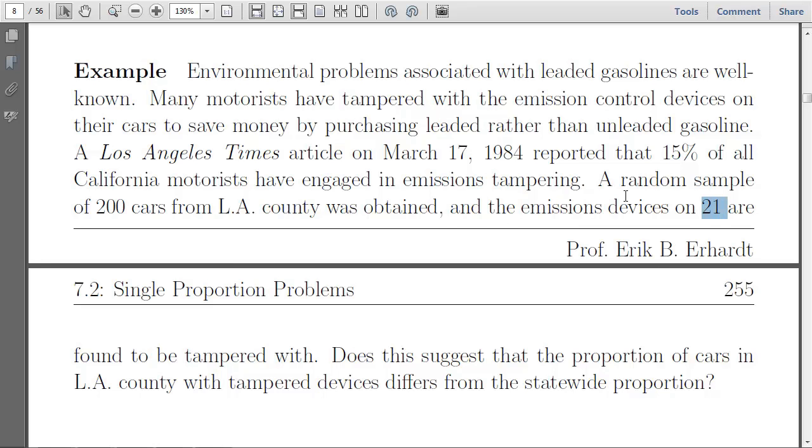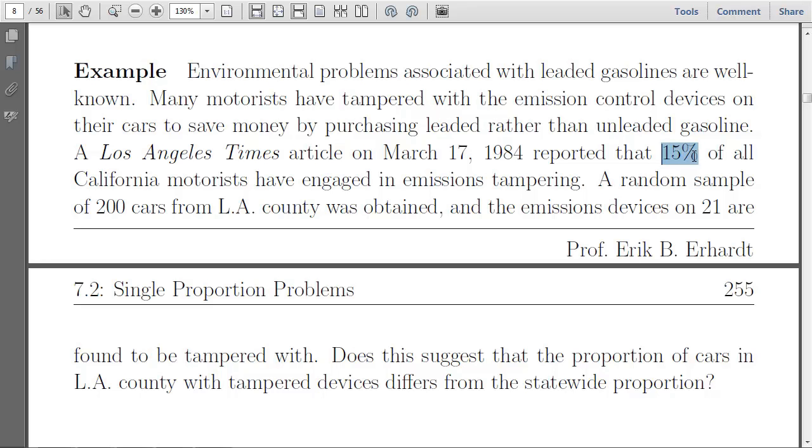And of those 200, we found that 21 were tampered with. All right, so far we're looking at something that's about 10%. And so is that enough evidence to say that the LA Times estimate of 15% is incorrect or not? At least this 15%, I should read my own notes here.